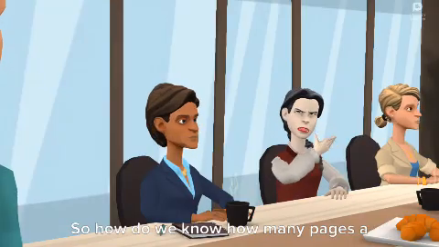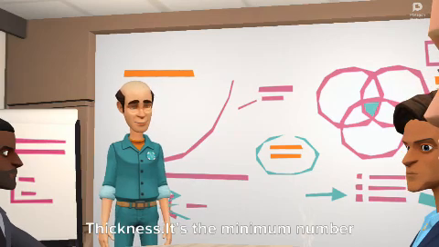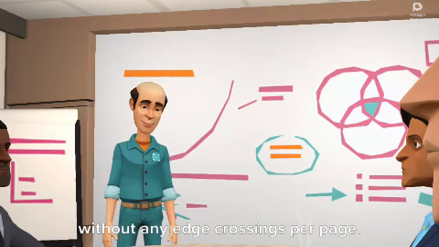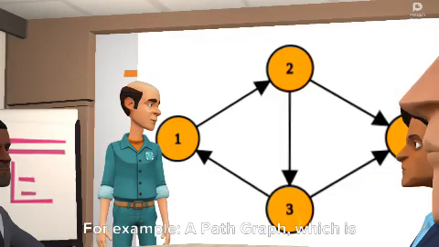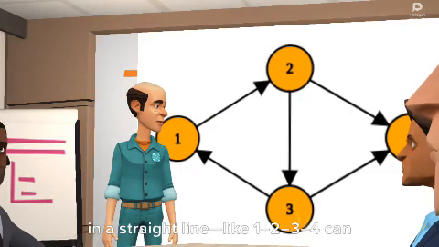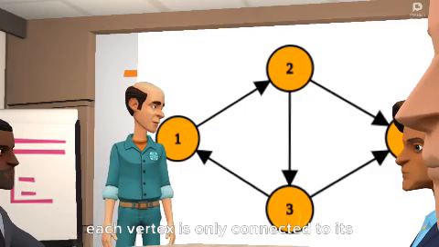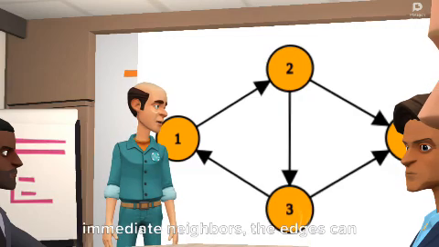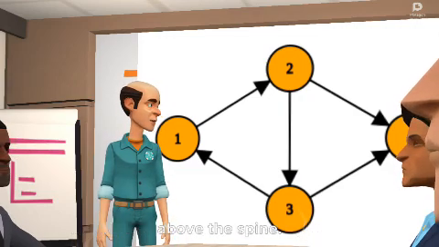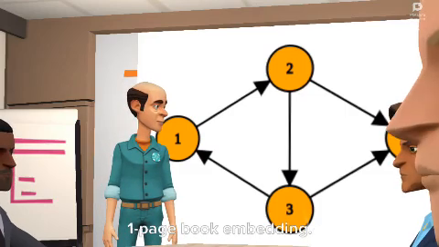So how do we know how many pages a graph needs? That's called the page number or book thickness. It's the minimum number of pages needed to draw the graph without any edge crossings per page. For example, a path graph, which is just a sequence of vertices connected in a straight line, like 1-2-3-4 can be easily embedded on one page. Since each vertex is only connected to its immediate neighbors, the edges can be drawn without any crossings, simply above the spine. This makes it a perfect fit for a one-page book embedding.